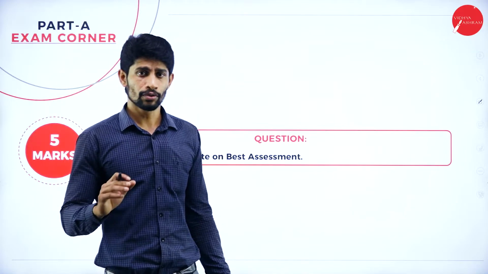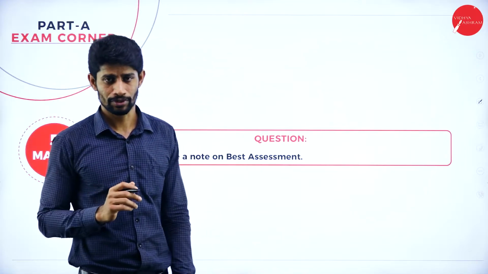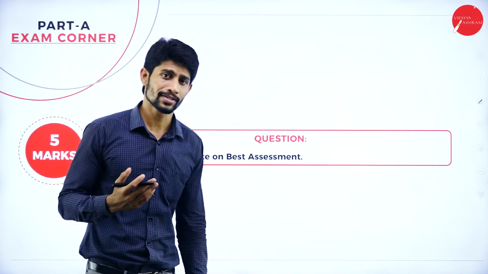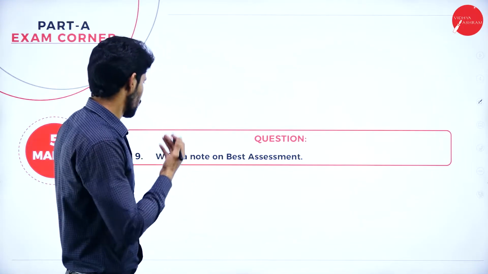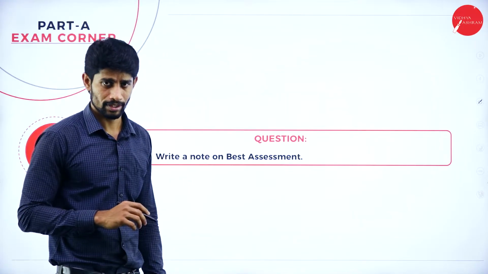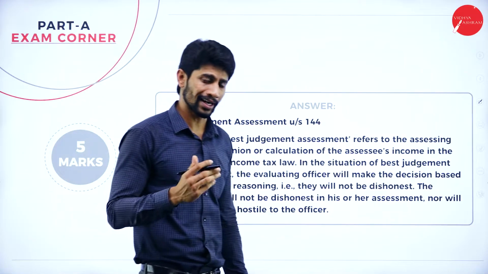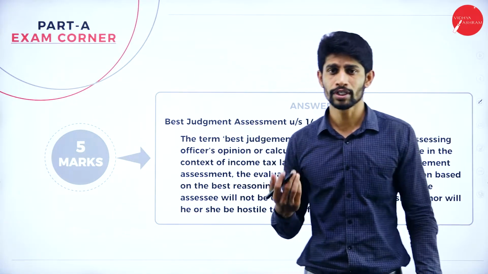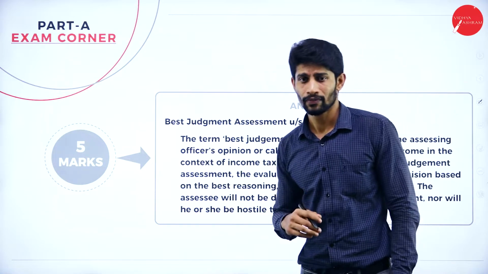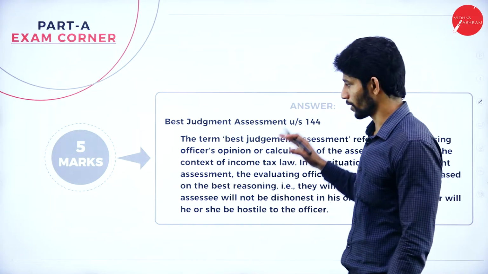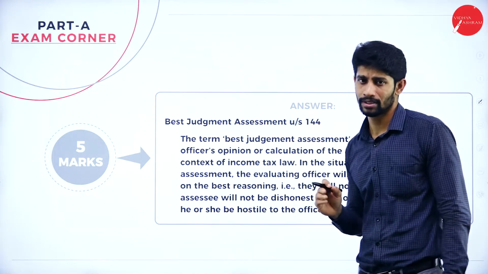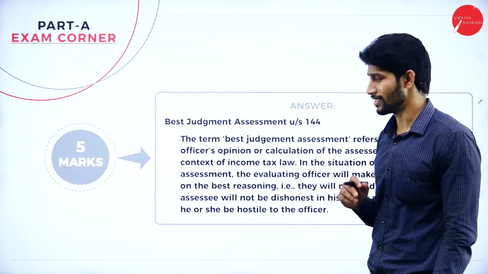So finally we come to Part A, that is the 5 marks questions. What all questions might they ask? They might ask a question: write a note on best judgment assessment. You are supposed to write the meaning of best judgment assessment and how the authorities do the best judgment assessment. If you write the answer with respect to it, you will get 5 marks very easily.